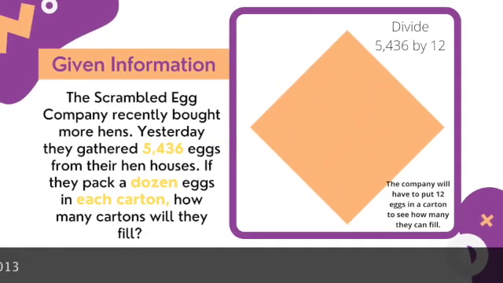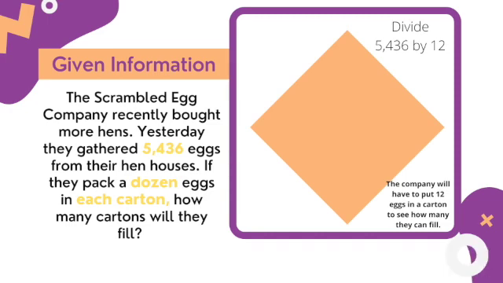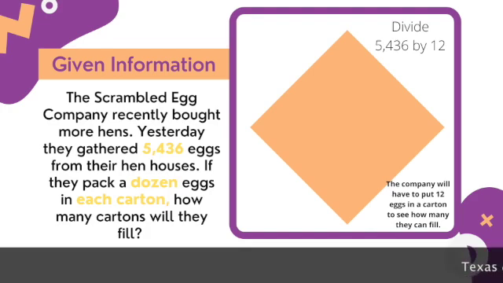Once you have developed your answer statement, the next step is to gather relevant information to solve this problem. From the information given, we know that the total number of eggs gathered was 5,436. We also know that the company packs their eggs by the dozen, which is 12 eggs per carton. To find out how many cartons they would need to fill, we must divide 5,436 by 12.